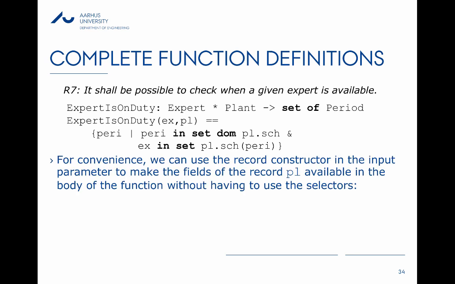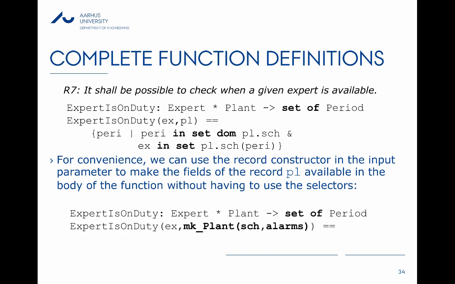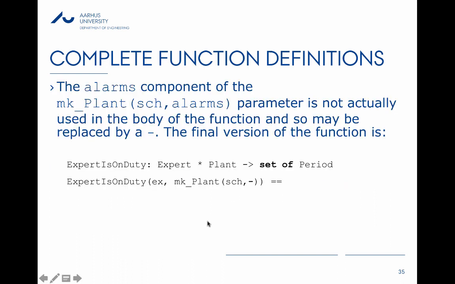For convenience, we can actually use a record constructor in the input parameter as well. It's called a record pattern. It means that instead of writing PL here, we could write mk_Plant(schedule, alarms). And in fact, we don't even need to use the alarms, so we can just replace that with a don't care pattern. So the final version of the function looks like this.